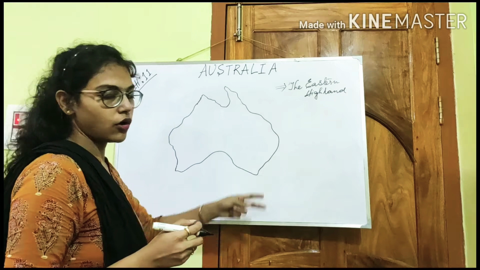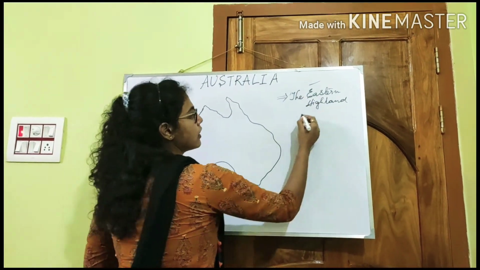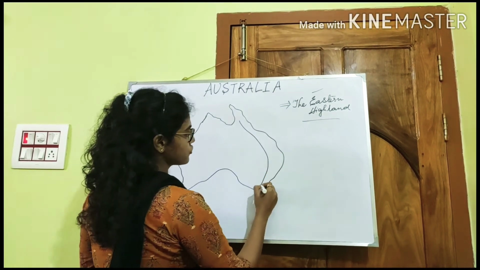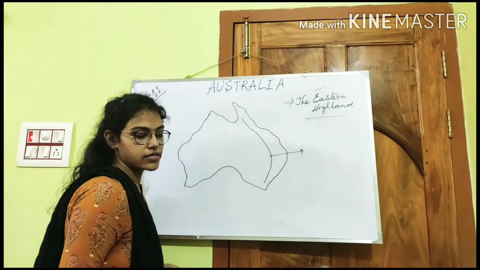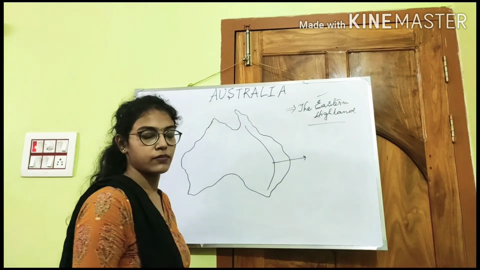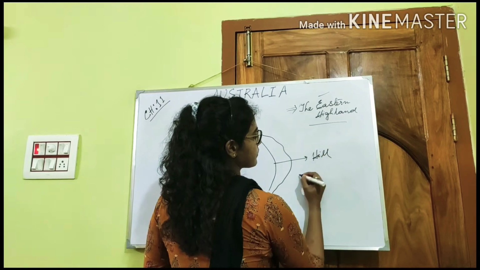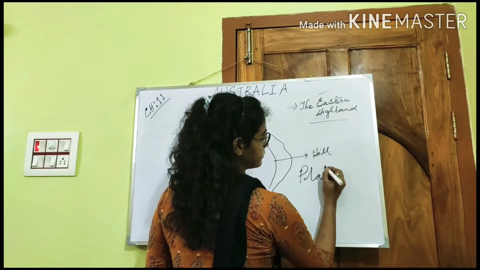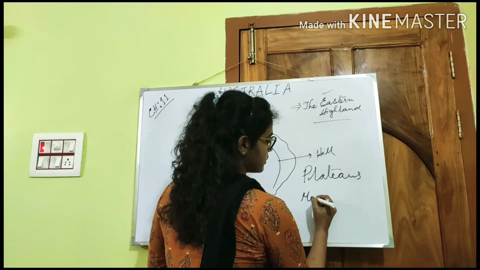First I will go through all of them together. I am not writing. First I have written the Eastern Highland. This Eastern Highland is actually in this portion. This portion is the Eastern Highland, made up of some hills, some plateaus, some mountain ranges.